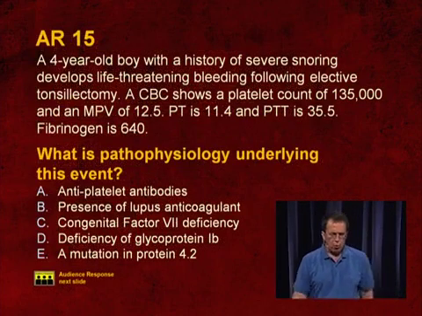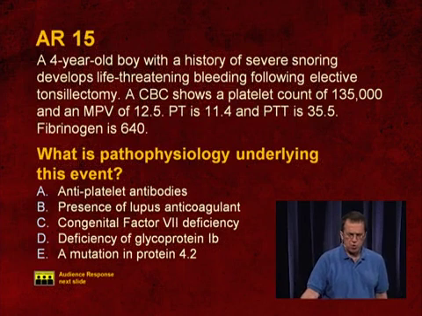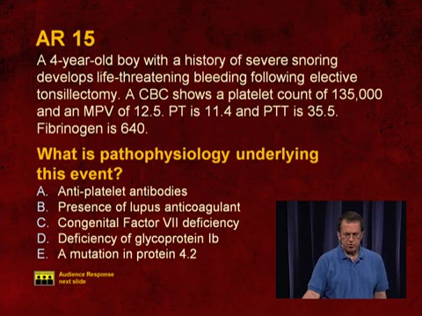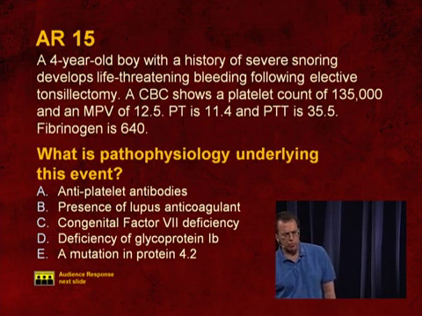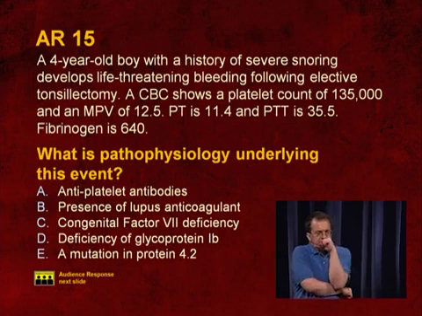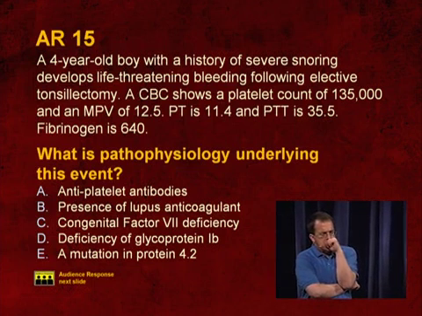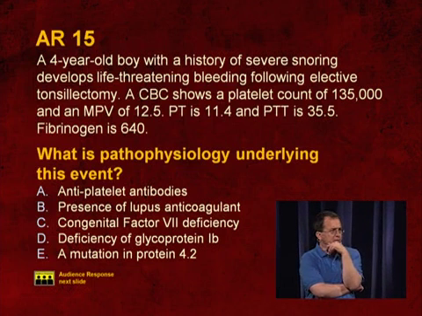Okay. 4-year-old boy, history of severe snoring, develops life-threatening bleeding following elective tonsillectomy. CBC shows a platelet count of 135,000, an MPV of 12.5, PT 11.4, PTT 35.5, fibrinogen is 640. Okay, he's bleeding. Let's think about this. 135,000, should he bleed? No, I don't think so either.